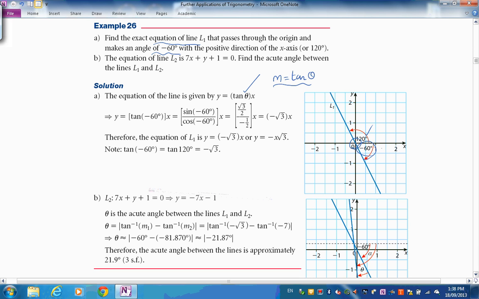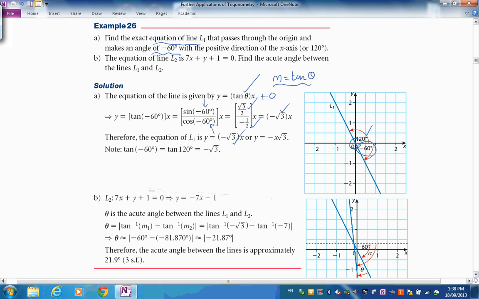Now, 120 if you go that way, but neg 60 from the positive direction down to that line. So what's the tan of neg 60? Well, you know the sine over the cos, and therefore it's neg root 3. Now remember, you're expected to know sine and cosine, but not tan, so you work out tan as sine over cosine. So it's neg root 3x plus the y-intercept, of course, is 0.